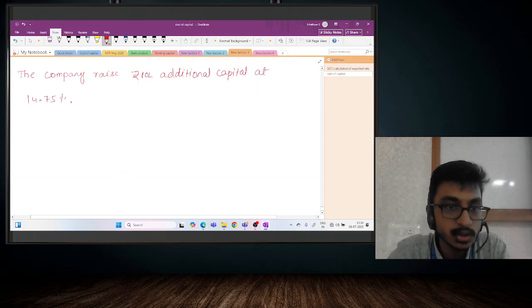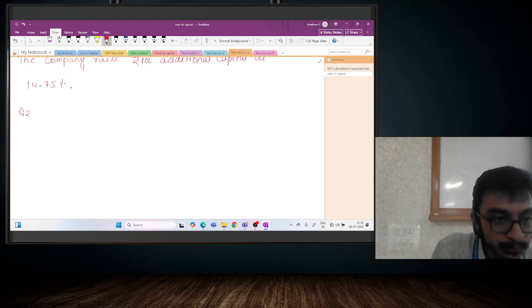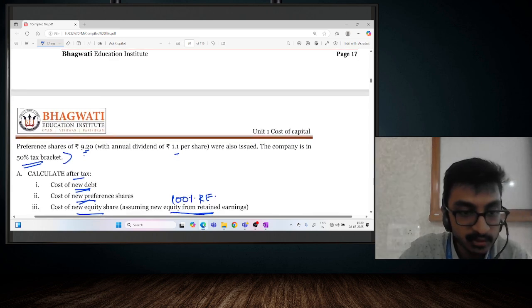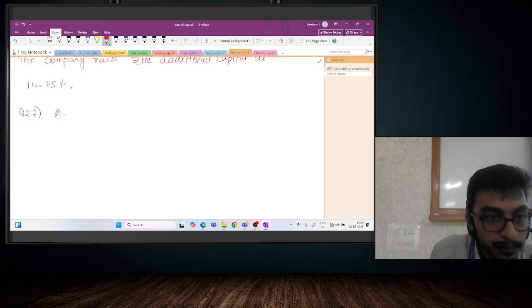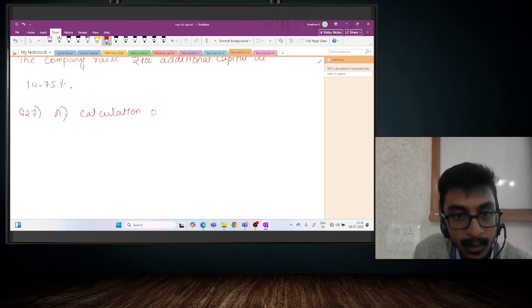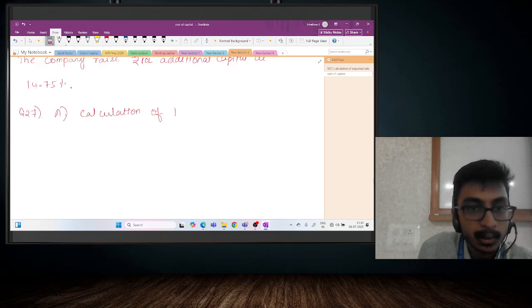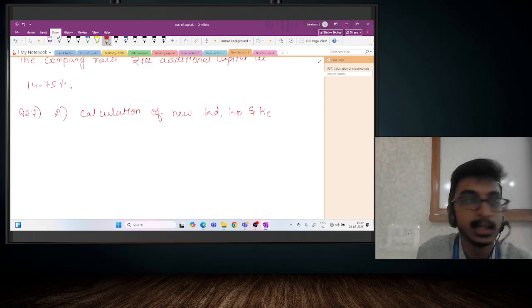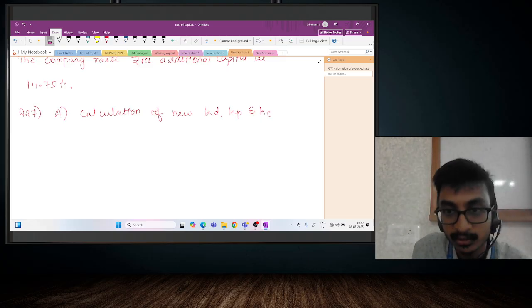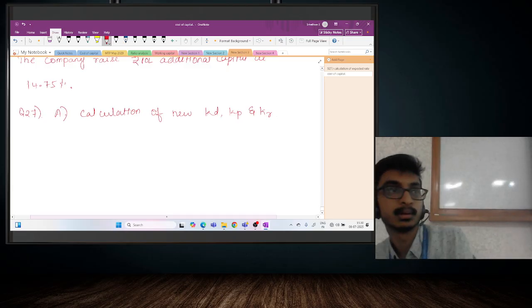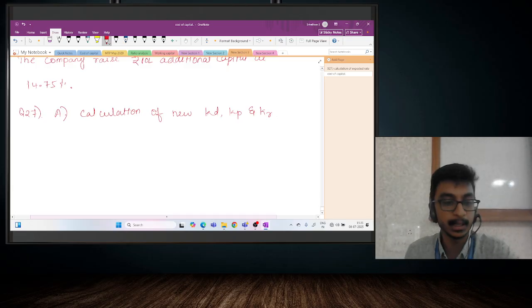So let's start with this question. Question number 27. See, we have 4 requirements in this question, A, B, C and D. First, let's do the requirement A. Calculation of new cost of debt, cost of preference share and cost of equity. In this case, cost of equity is nothing but cost of retained earnings. So it is better to write it as KR, because there is no new issue of equity shares. The equity is coming in the form of retained earnings only.